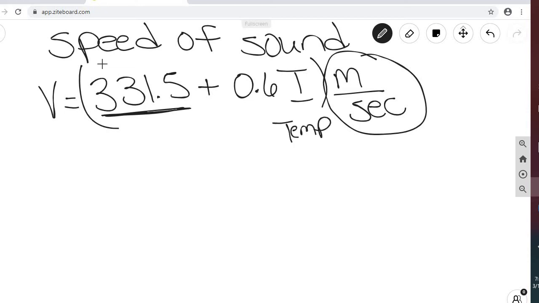So in other words, the speed of sound depends on the temperature of the air or whatever other medium it is traveling through. The other thing to remember is that in order to use this equation, the temperature has to be in degrees Celsius. Okay, so degrees C. You can't use this equation if it's in Fahrenheit. The temperature needs to be in degrees Celsius.